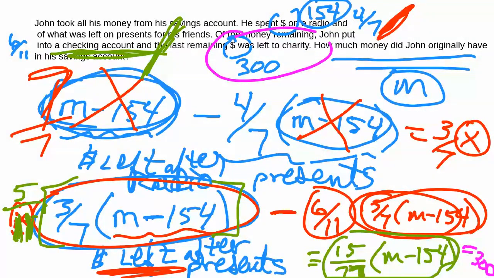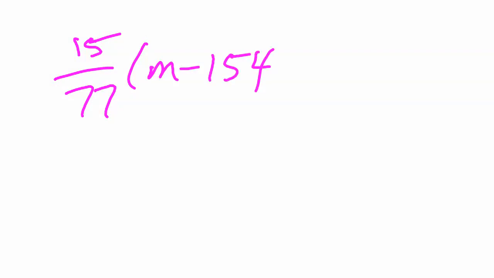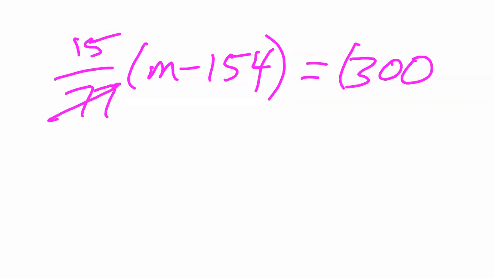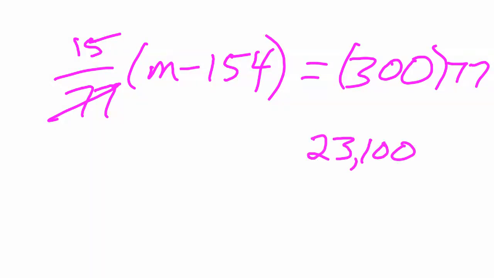So it's 15/77 times M minus 154. That was the amount remaining, which also equaled the $300 that was left in his pocket. So what we can do is clear fractions. We can multiply both sides through by 77. So 300 times 77 is $23,100. And what's that equal? That equals 15 times the quantity M minus 154.